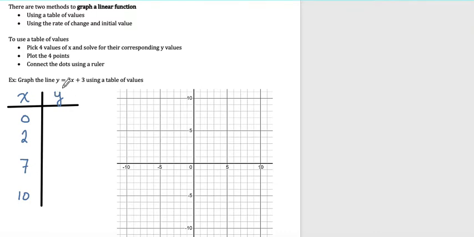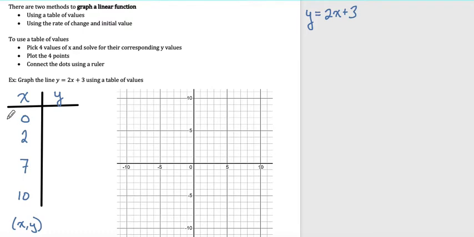And we need to find the y values that go with them, right? Remember, each point on this line is going to have an ordered pair, an x and a y. So we need to know the x, so from the origin, how many over we go, and the y, how many up we go. So to do this, we're going to solve for y given x. So we have the equation y equals 2x plus 3.